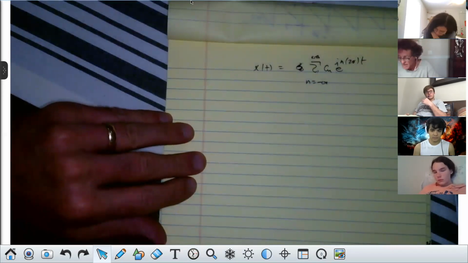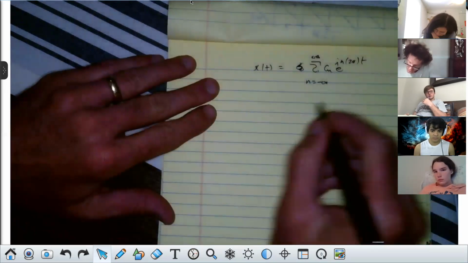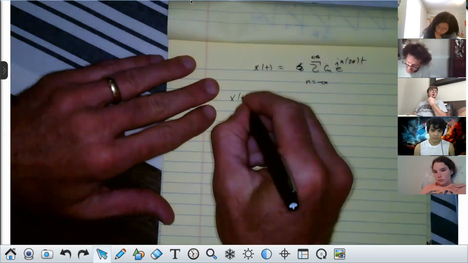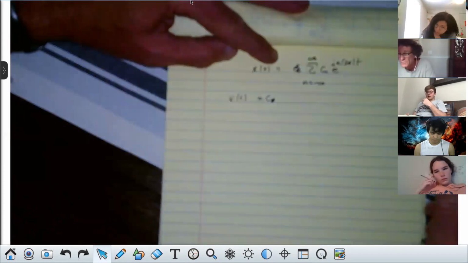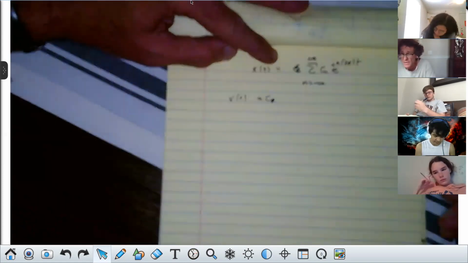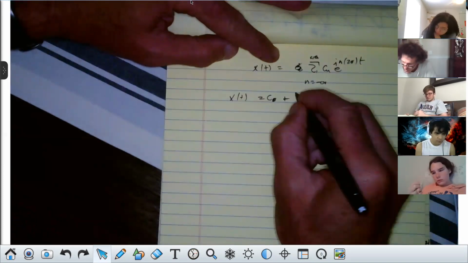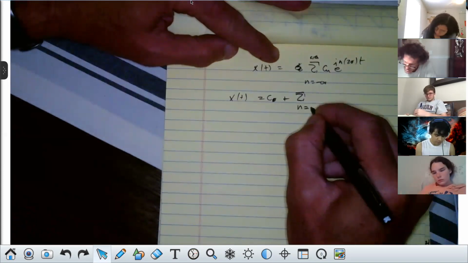All right, so for this one, I'm going to take this into a cosine form. So x of t here will be equal to C0. I'm not going to redo the cosine form because I've done that several times and you have it in your notes. Plus what? Plus a summation from n equals 1 to infinity, right?